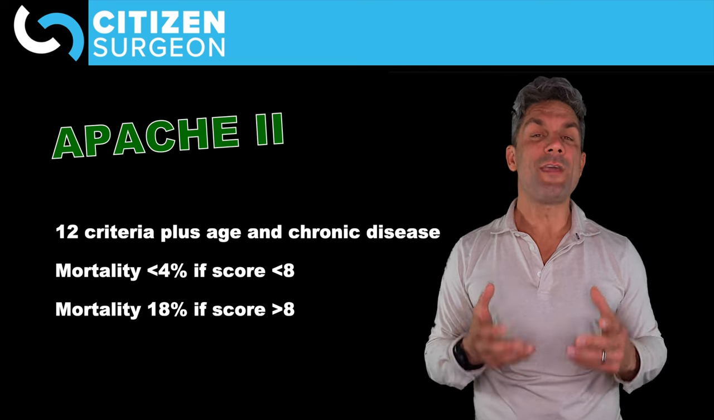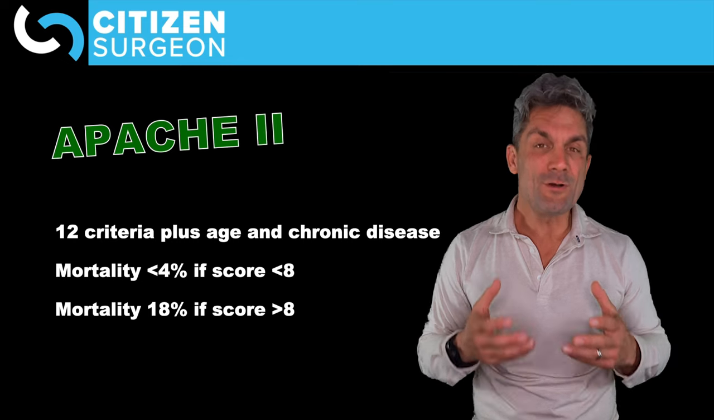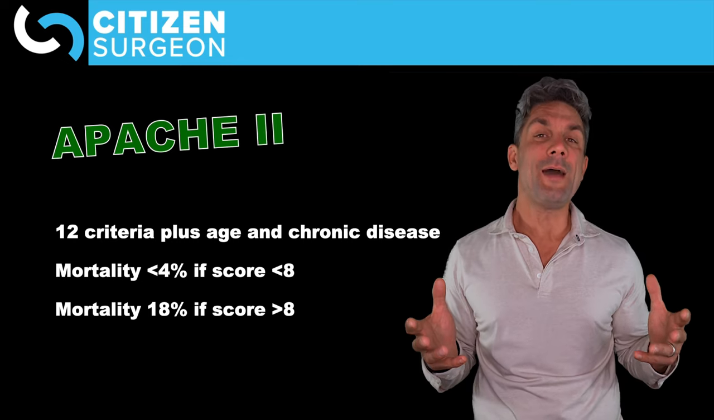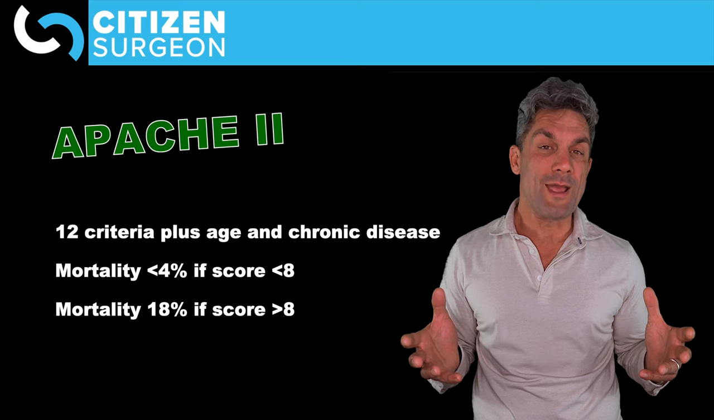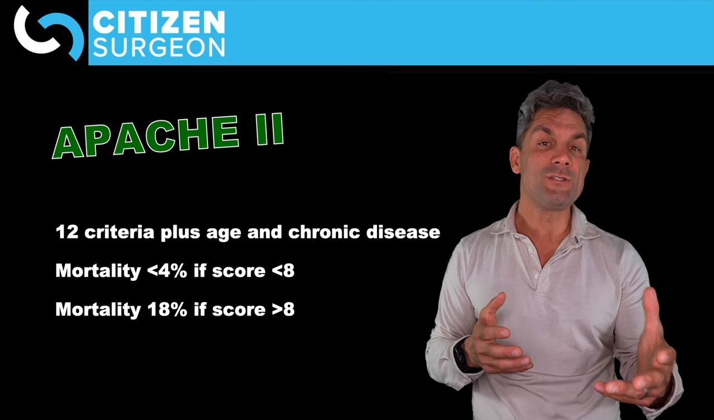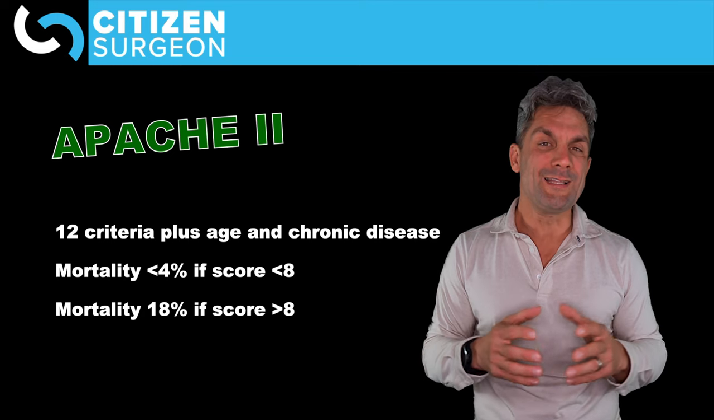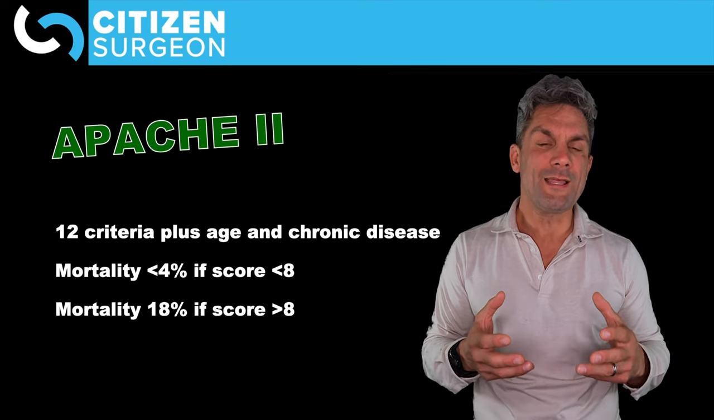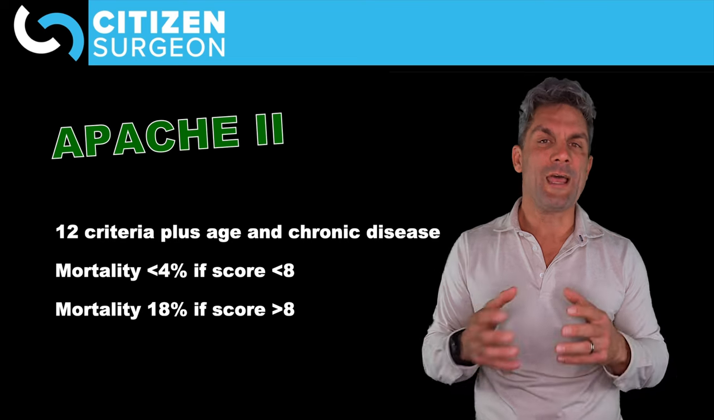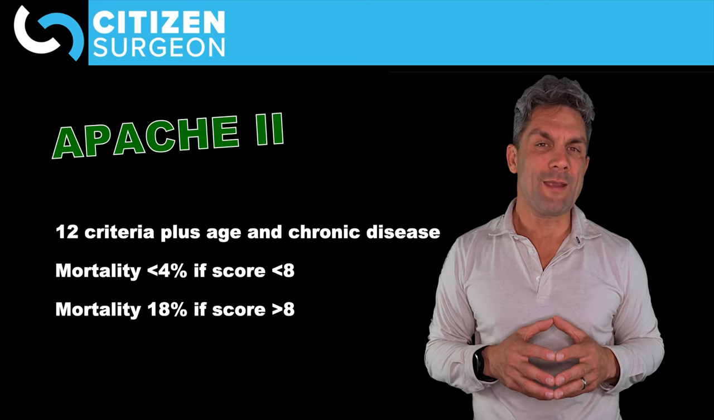Now, the problem with the APACHE II score is it's difficult to use because there are so many parameters, and not all of those parameters, for example, arterial pH, are always measured. So that's kind of a tough one to use clinically, but it's important historically when we look at these scores that help us predict the severity of acute pancreatitis.